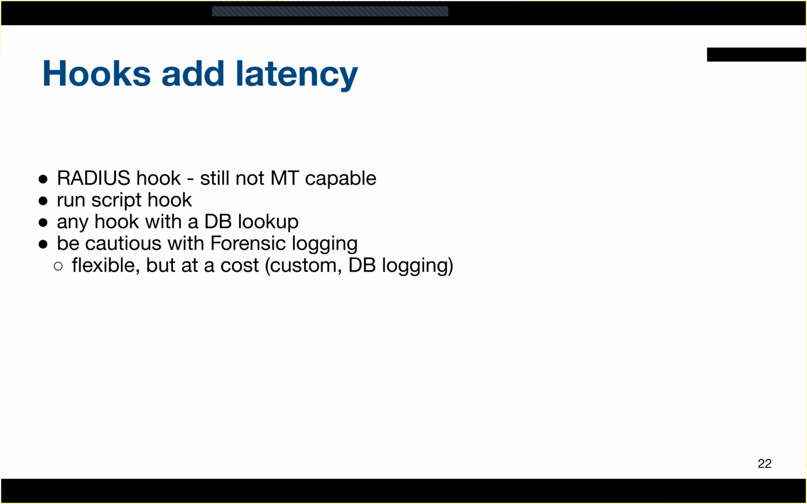Okay. So moving on, changing topic slightly, please remember that almost any capability that you enable in Kea adds latency, and thus decreases performance. In particular, we have the RADIUS hook. That is, I think, the last piece that is still not multi-threading capable. So if you're planning your network and you want to use RADIUS, it will not work with multi-threading. So please be aware of that.